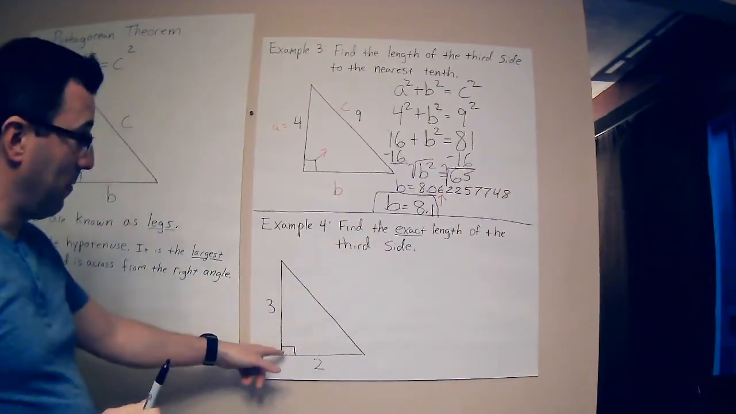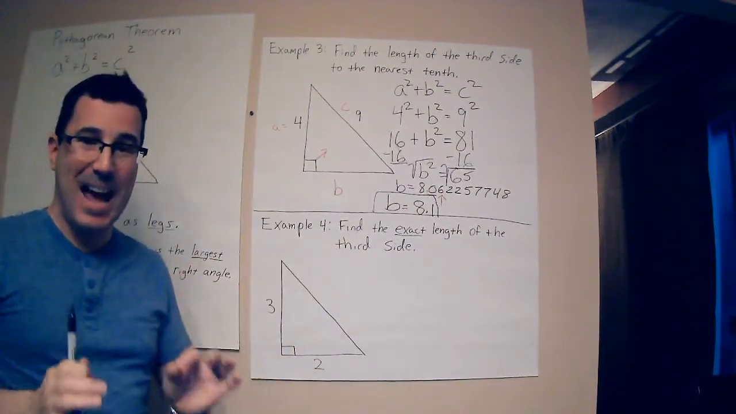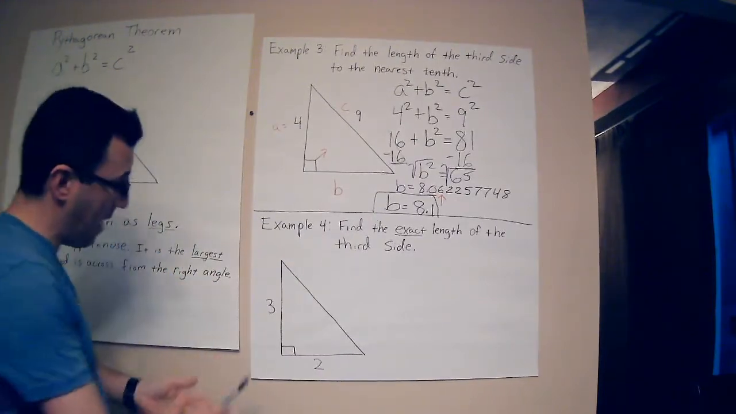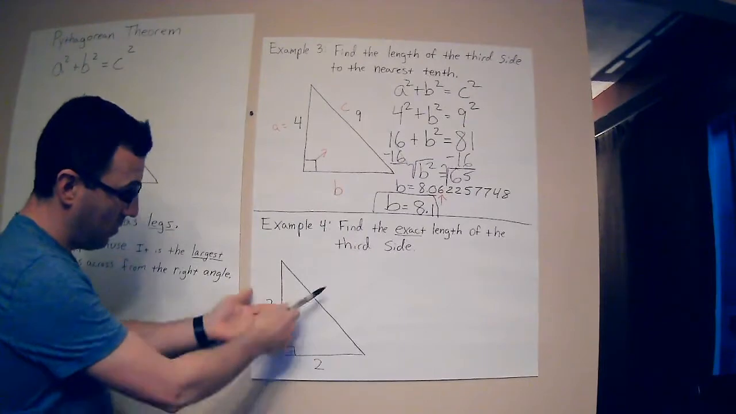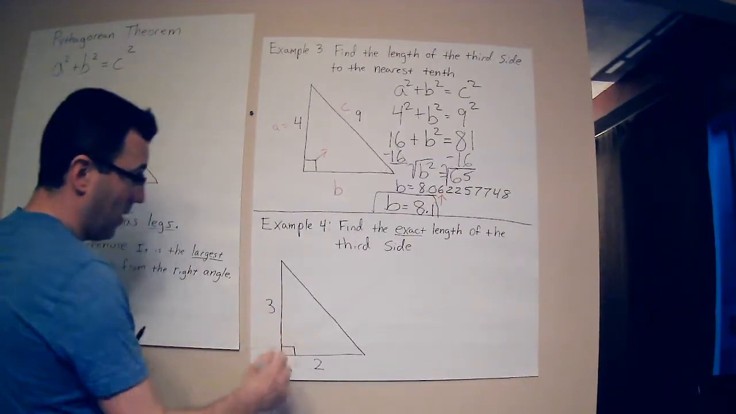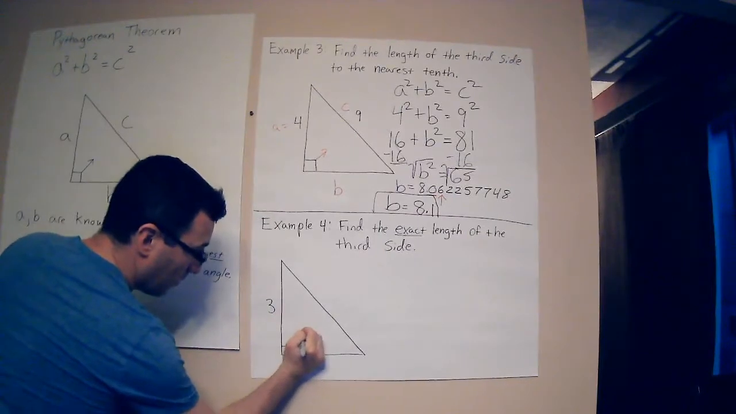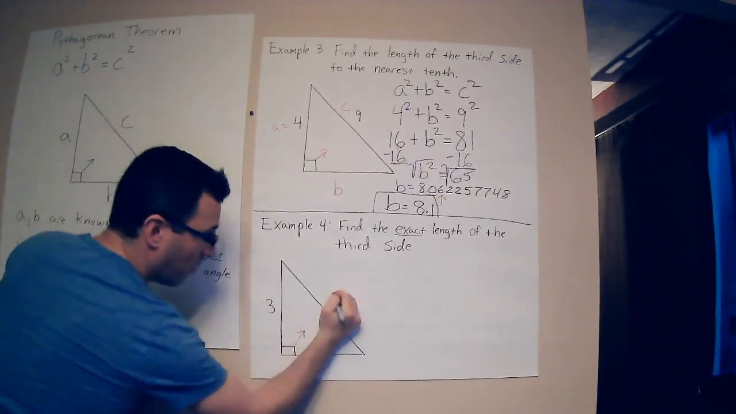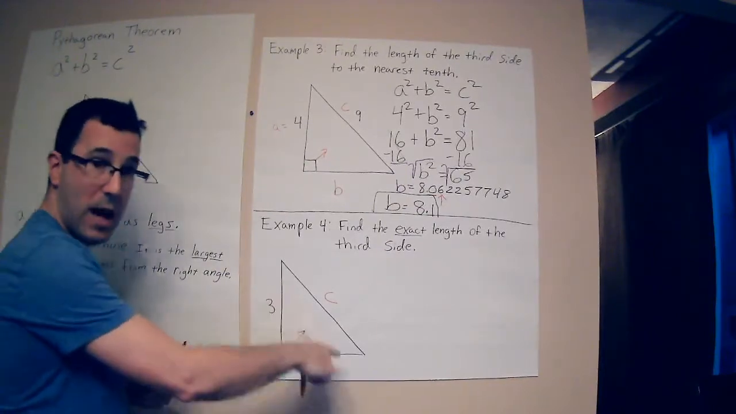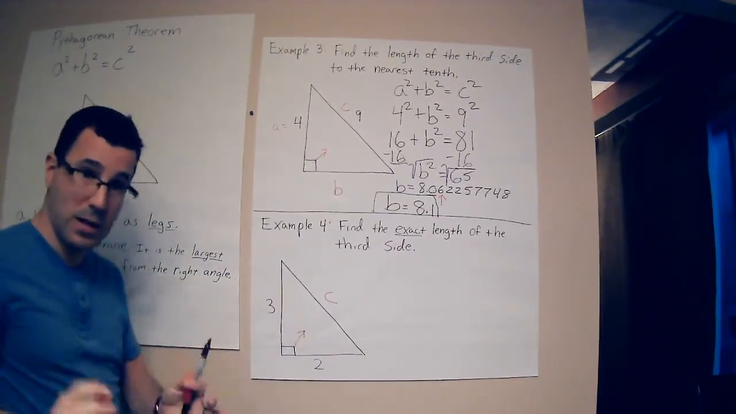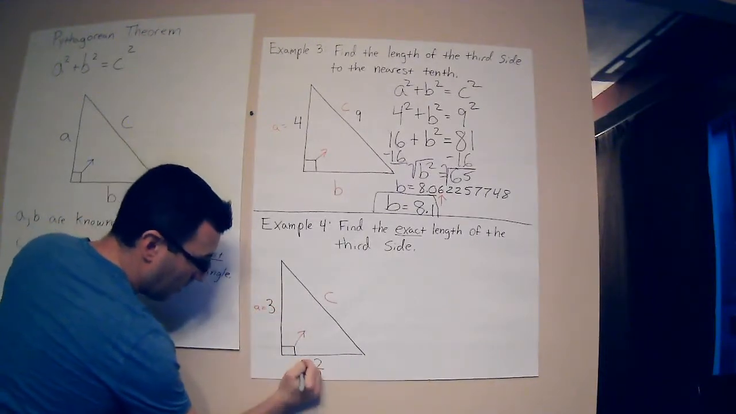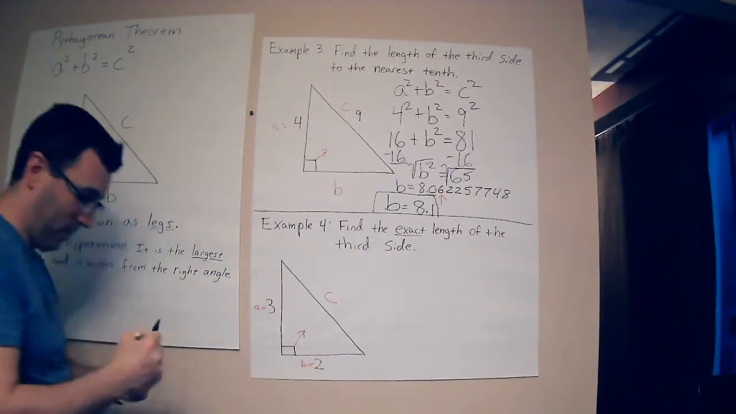This last one, find the exact length of the third side. So we have here 3, 2, nothing. Again, I'm going to label these sides. Draw a little arrow. So that has to be C. We're looking for the hypotenuse, the longest side. So I'm going to say that's A, and we're going to call this one B.